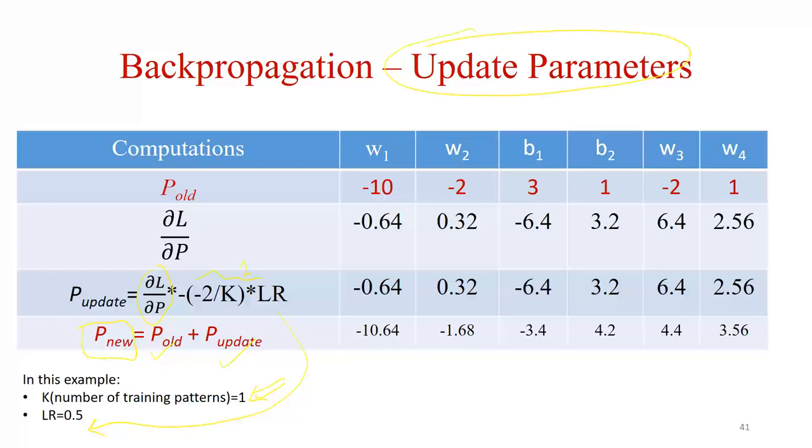So this whole expression is actually equal to 1. But what is delta L over delta P? We already computed it from backpropagation. These are the values. I compute the update for every parameter, and then I apply it for every parameter. The new value equals the old plus the update. And I do this for every parameter, W1, W2, B1, B2, W3, W4, and these are my new fresh values.